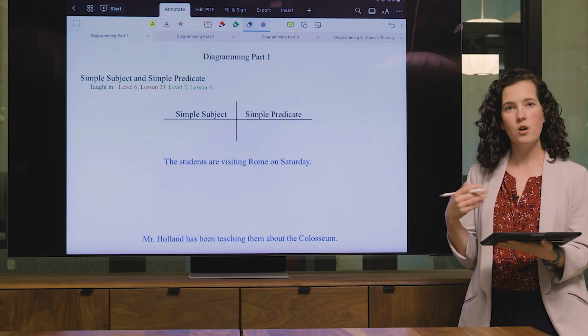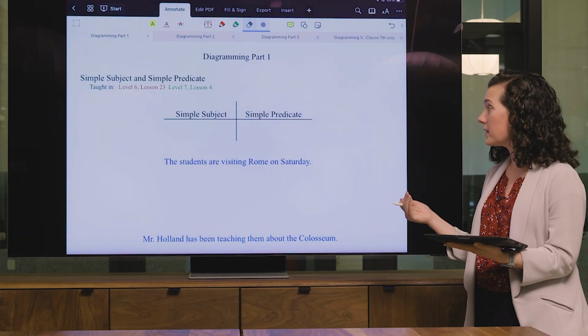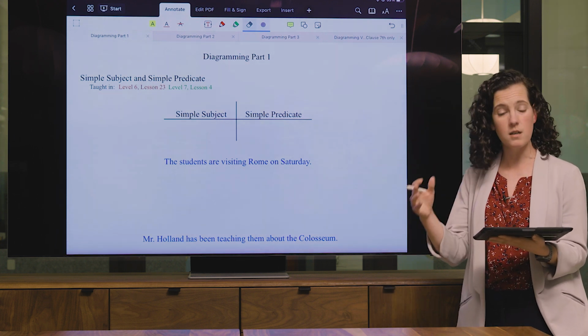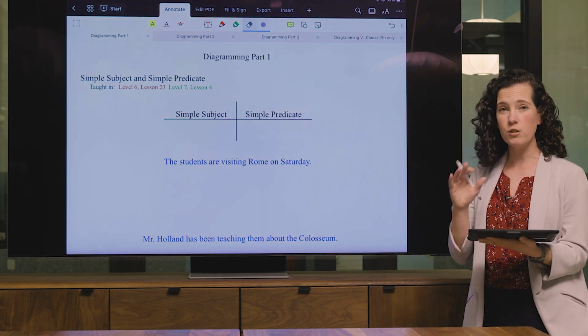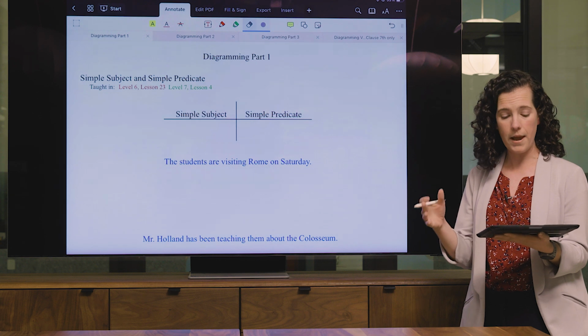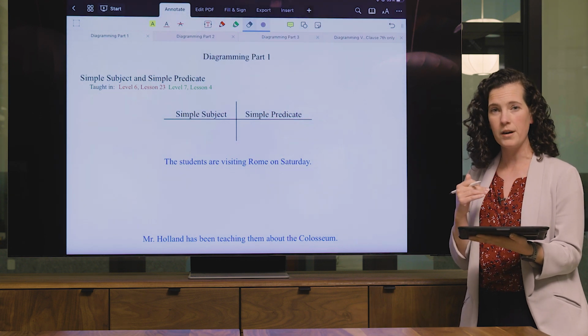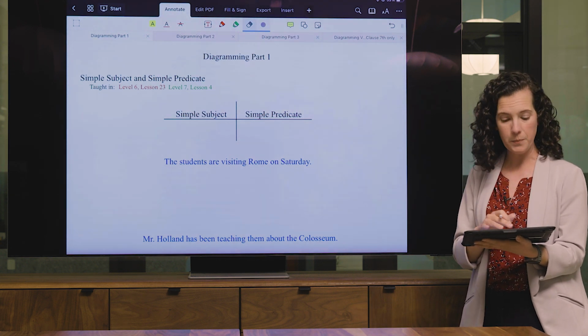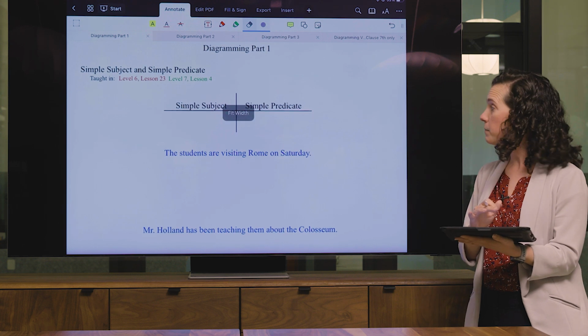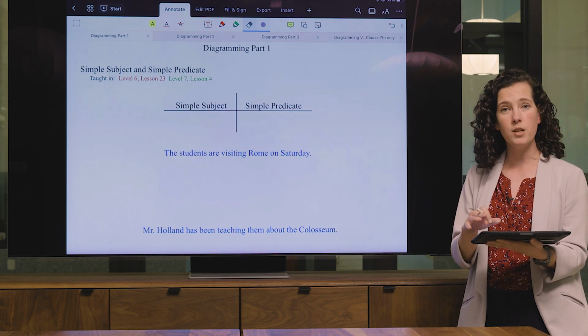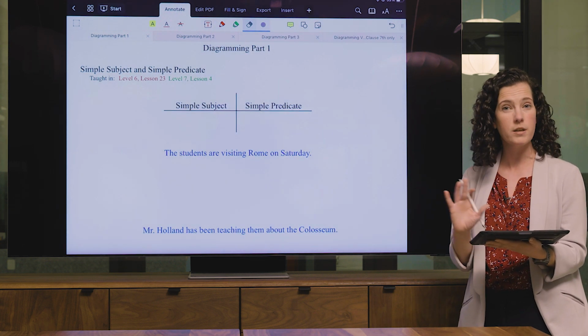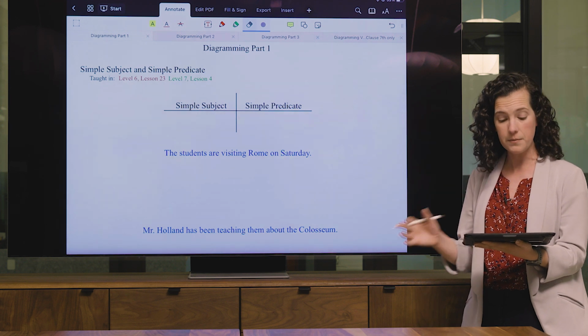In this video, we're going to go over some of the basics of diagramming sentences to see how all the parts interact together. For this video, I'll just go over some of the more core elements and then we'll progress to more complex sentences as we go. For this first page, we're just going to go over the simple subject and the simple predicate. We're not going to look at any of the other words in the sentence.